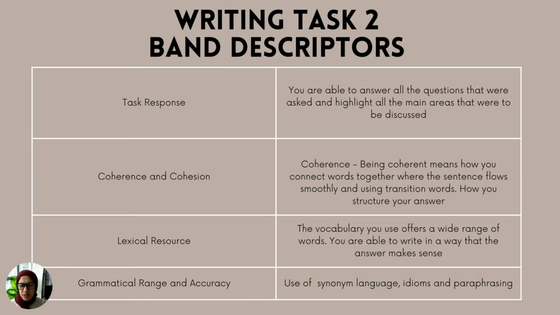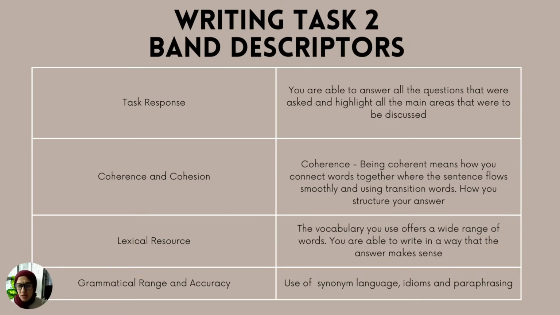And last but not least is grammatical range and accuracy. So your use of synonym language, idioms, and you are able to paraphrase. So guys, these are the top 4 areas that the examiner will be marking you for the IELTS writing task 1 and task 2 band scores.